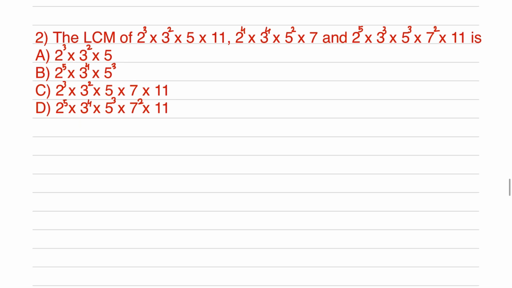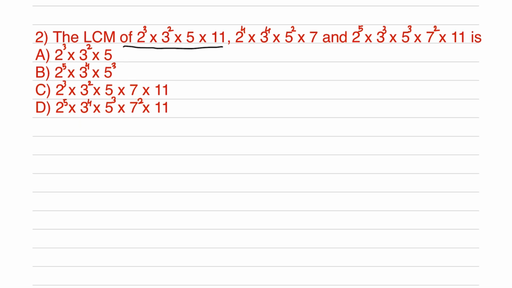See the next question. The LCM of 2 to the power 3 into 3 to the power 2 into 5 into 11, comma 2 to the power 4 into 3 to the power 4 into 5 to the power 2 into 7 and 2 to the power 5 into 3 to the power 3 into 5 to the power 3 into 7 to the power 2 into 11 is. I have already said in the introduction part that the LCM of the numbers will be the highest powers of all the factors. So you have to take the highest powers of all the factors.